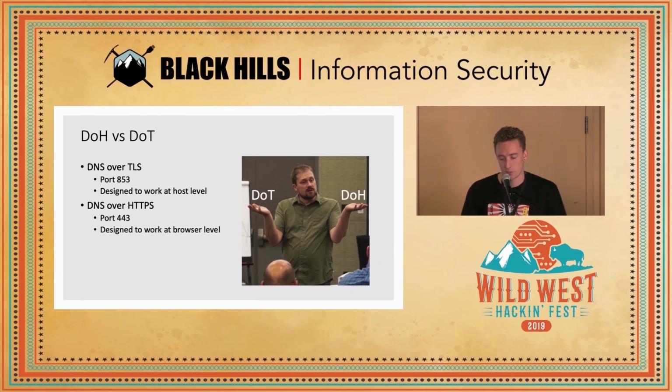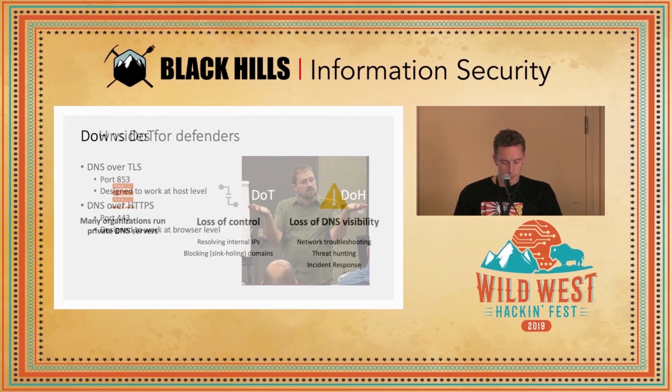And it was designed from the start to work at the host level. The operating system was supposed to work with this. It's basically going to follow all of our current DNS control mechanisms and paradigms we currently use. DNS over HTTPS was pretty much specifically designed to subvert that stuff. So it's going to go over port 443. It's designed to be indistinguishable from standard HTTPS traffic. And it was designed from the start to work at the browser level.